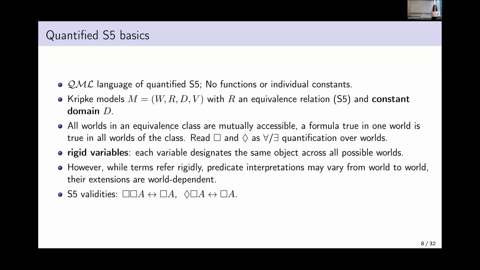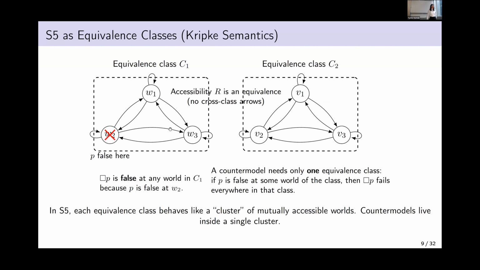However, predicate interpretations may vary from world to world, so they are world dependent. And this last formula, equivalences, are valid in S5. This is very important because our argument is based on the fact that S5 has equivalence classes. For example, in the first picture, if you take in the world box P, false at any world in the C1, this is because P is false in the world P, and they are all equivalent. It's an equivalence class, so they are all connected with each other.